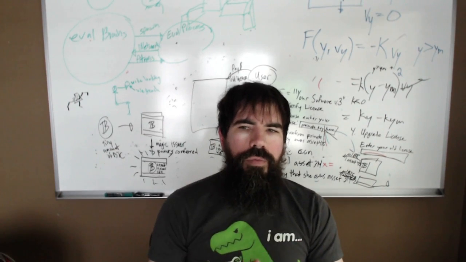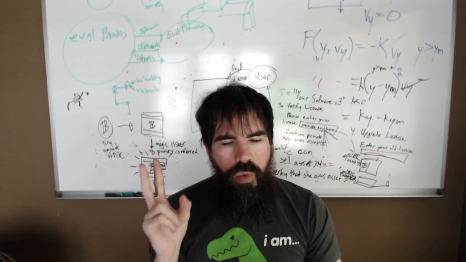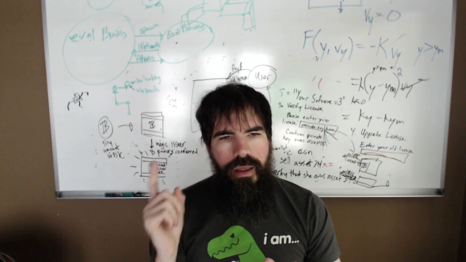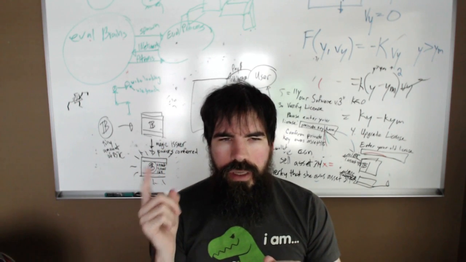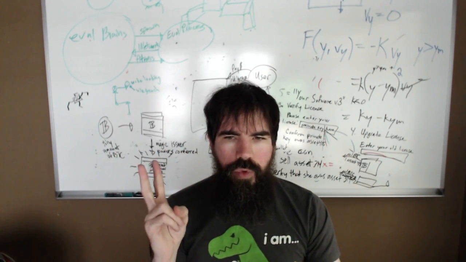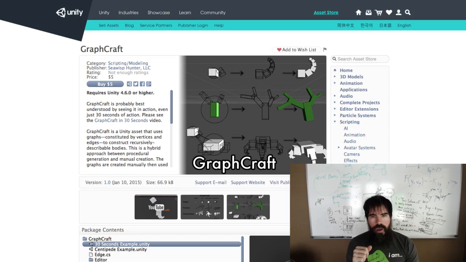Alright, so there are two things that I want to go over. One is GraphCraft, which I talked about last Mockup Monday, and the second one is mechanical keyboards. So let's start with the GraphCraft. I finally released something to the Unity asset store called GraphCraft.